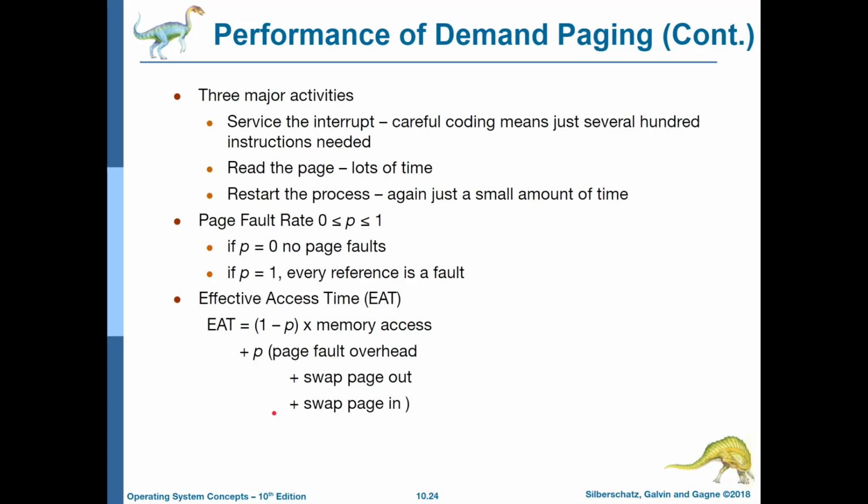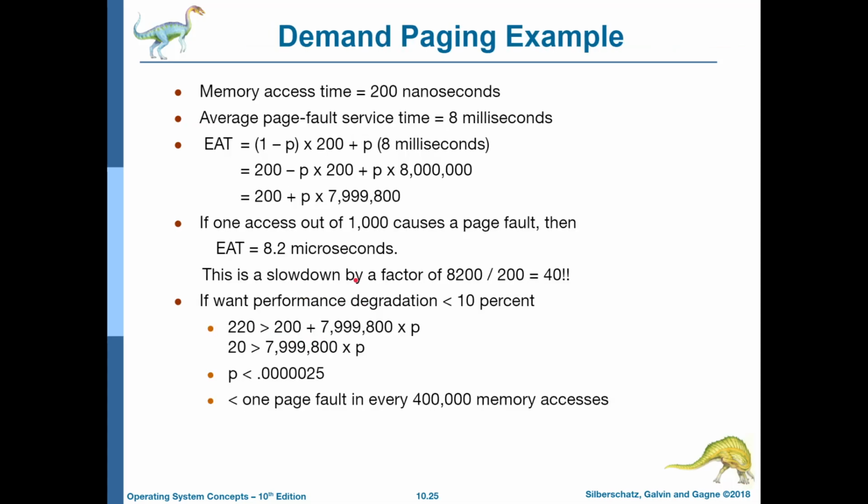Remember that a nanosecond is a billionth of a second, a microsecond is a millionth of a second, and a millisecond is a thousandth of a second. So here's a calculation where we have a memory access time of 200 nanoseconds. This is very fast, 200 billionths of a second. Then we have our page fault service time, which is the time it takes for the operating system to do what it needs to load a page from disk. This is 8 milliseconds. We're talking thousandths of a second.